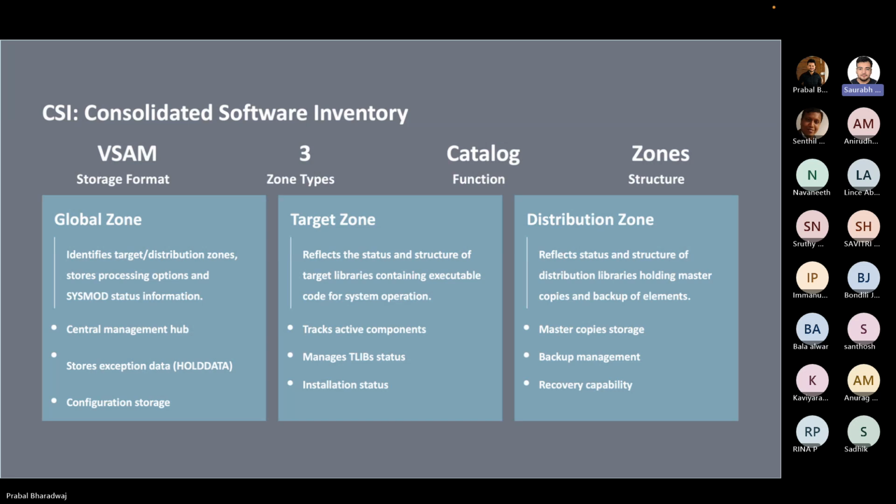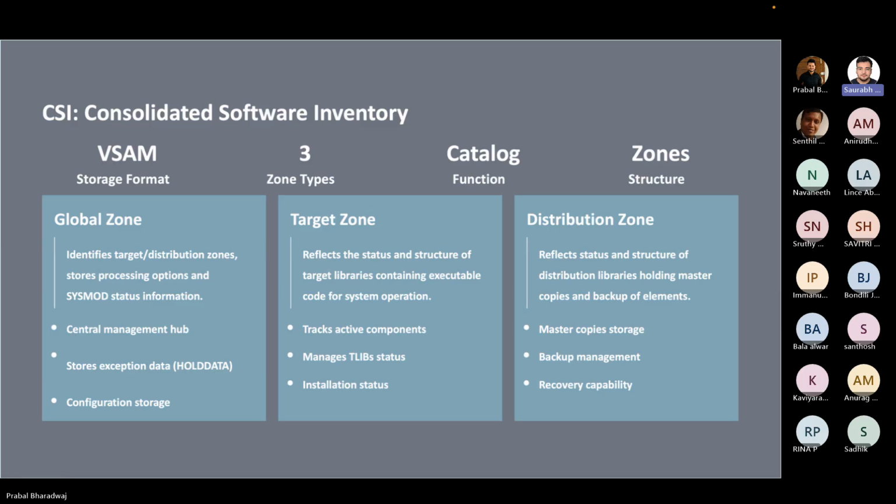CSI is a VSAM dataset that contains the complete inventory of the software installed on the system. It does not store the actual programs, it stores the metadata about them. CSI tells SMP what is installed, where it is installed, and in what state. It is a VSAM dataset for performance, integrity, and recovery.